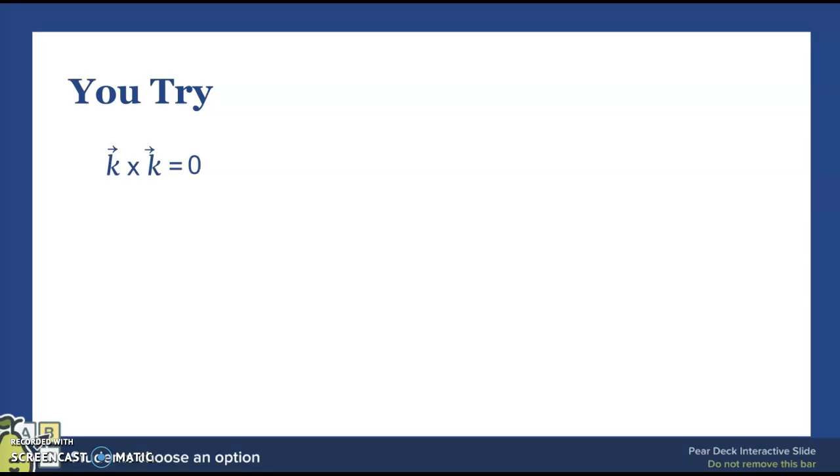How about k cross itself? Hopefully you didn't get tricked by that. That's the zero vector, so it's just zero. And finally, what's k cross i? And you would be correct if you said j.